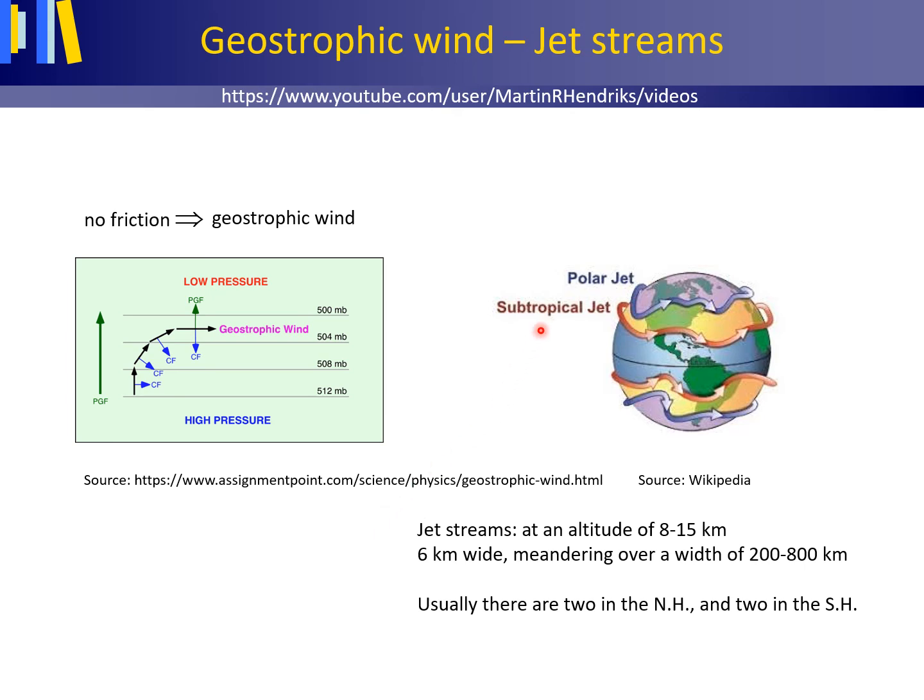Actually, there are two jet streams in the northern hemisphere, a polar jet stream and a subtropical jet stream, and likewise two in the southern hemisphere. Jet streams typically follow the boundaries between warm and cold air, as we can see in the next picture.